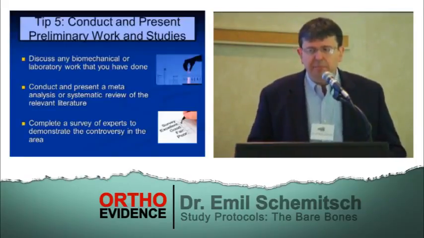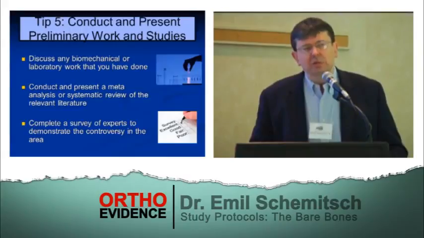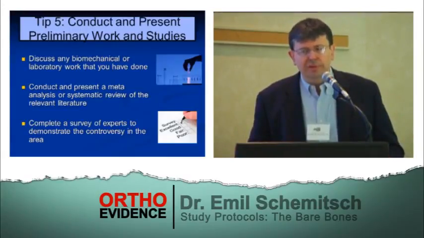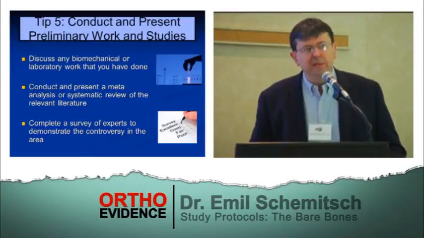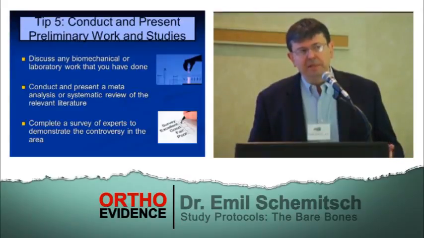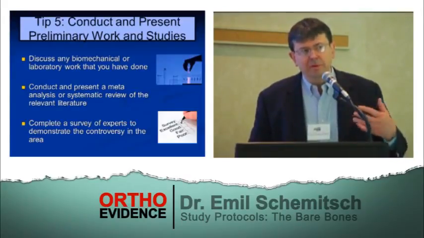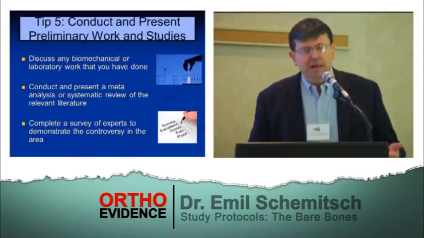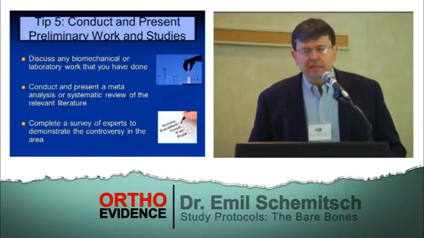So tip 5, conduct and present preliminary work and studies. So if you have done work in the area in the past, it's useful to show that that actually exists and shows why you might be an expert in this area. So you want to discuss any biomechanical laboratory work that you've done. A literature review is good because not only does it help you with your grant, but it also can be an independent study. So conducting and presenting a meta-analysis or systematic review of the relevant literature. And finally, in terms of preliminary work, you can do some surveys.